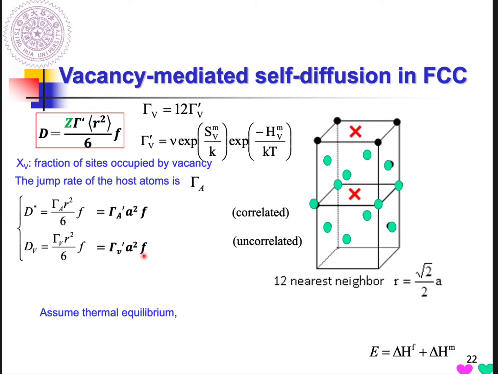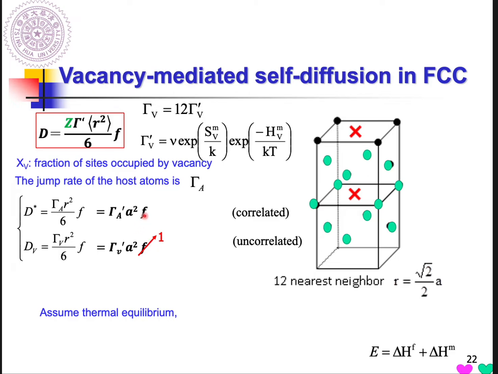The next step is we need to know F for the vacancy. The vacancy can jump anywhere, right? It can jump to this one, this one, or this one. It is an uncorrelated, or random, walk. So F equals 1, because the vacancy can exchange location with any of the nearest atoms, any one of the 12. So F equals 1.